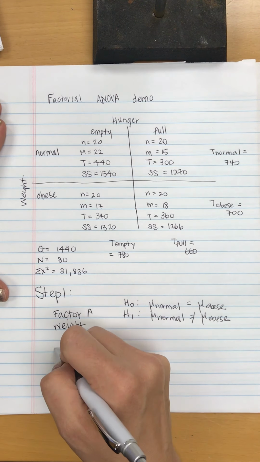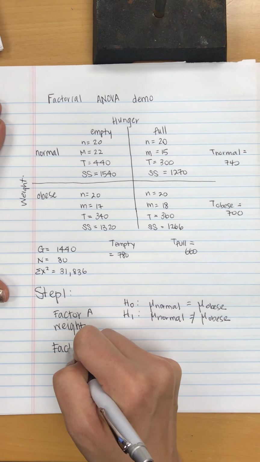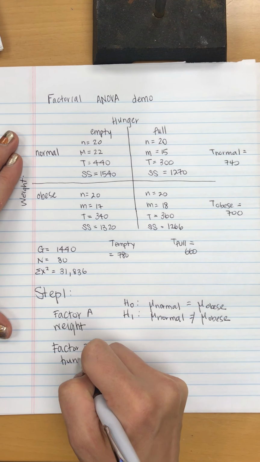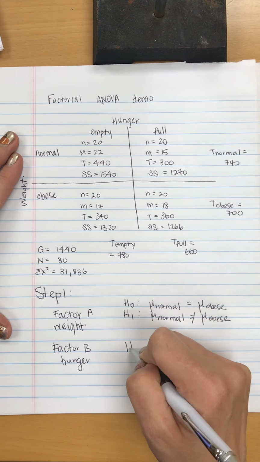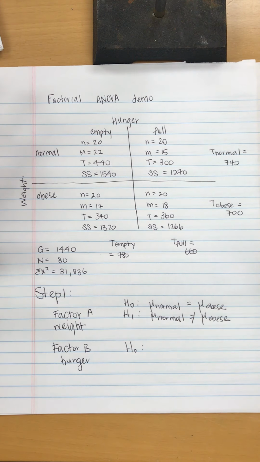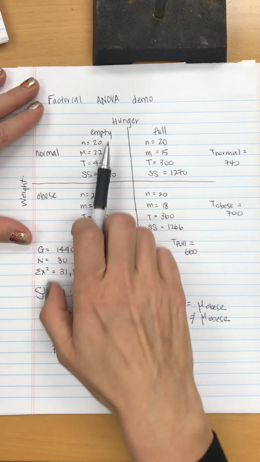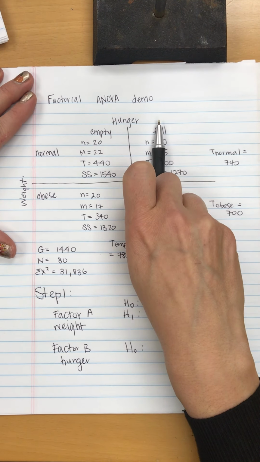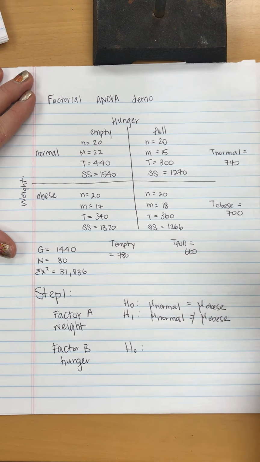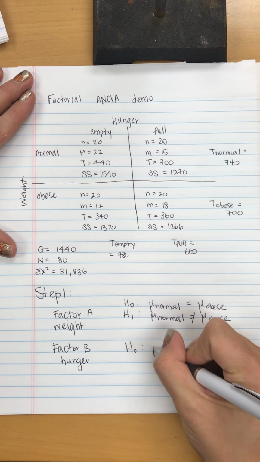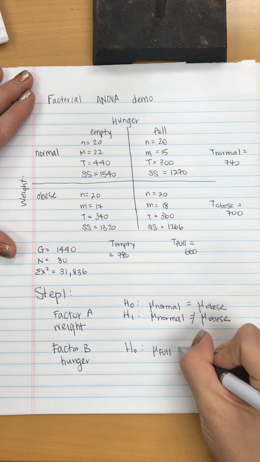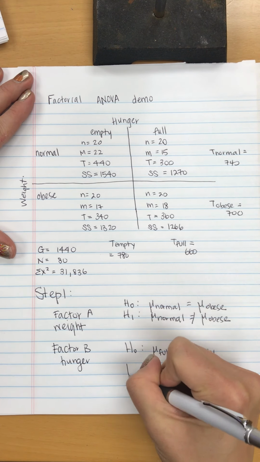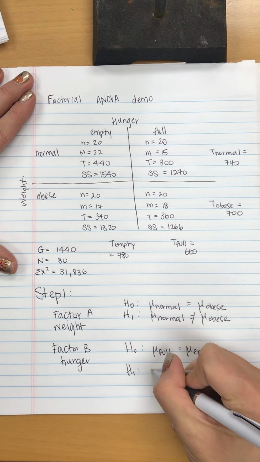We do the same for factor B. The null is that the amount that's eaten by individuals on an empty stomach is the same as the amount eaten by those with a full stomach. So mu full equals mu empty. The alternate is that they are not equal.